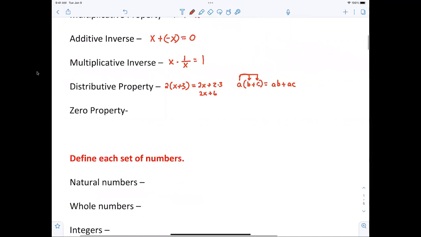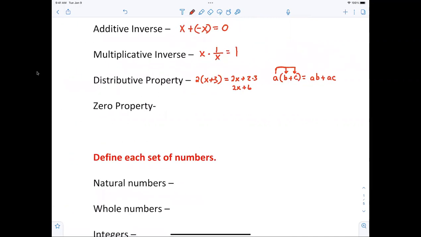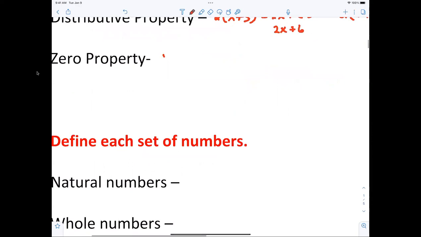And now our last property is the 0 property. Can you tell me what the 0 property is? Yes, sir. You are brilliant. X times 0. Anytime you multiply by 0, you always get what? You always get 0. So those are the properties you should know.